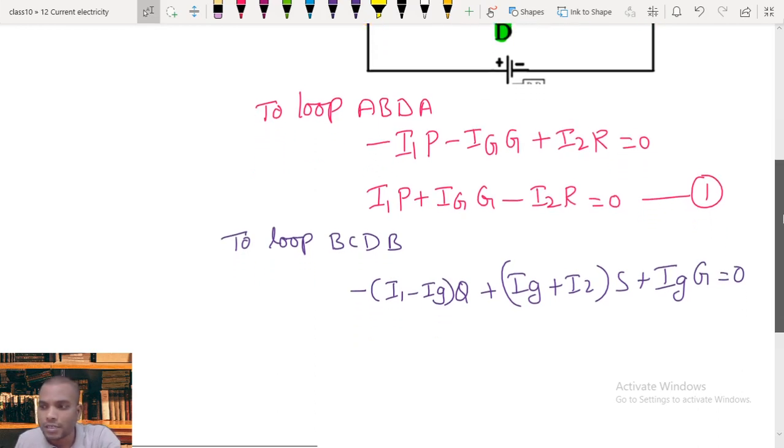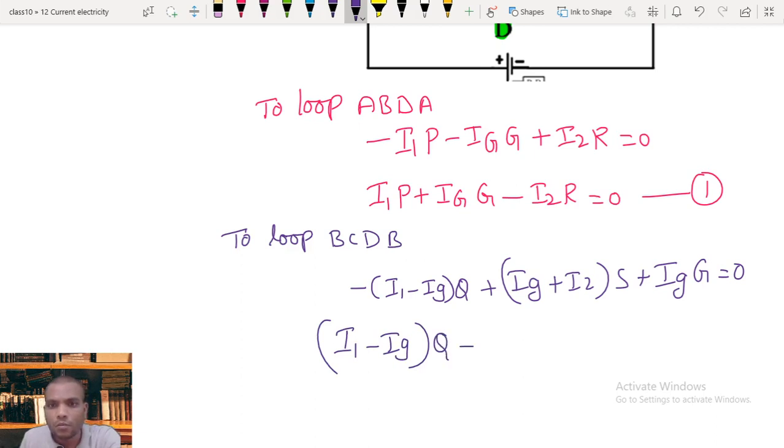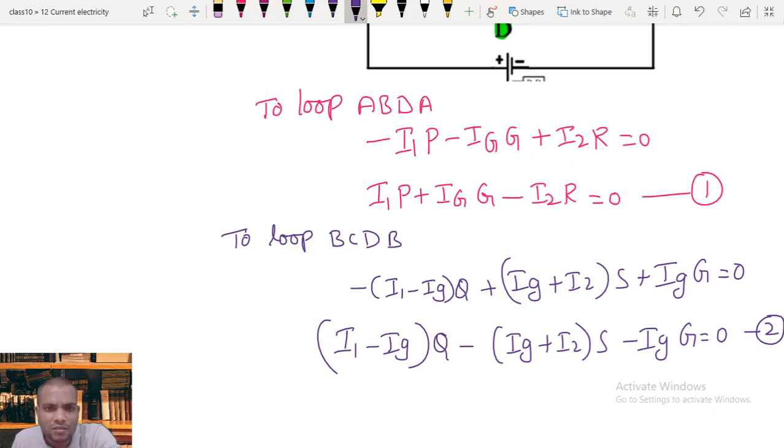So if we rewrite this expression, I would like to remove the minus from the first expression, so this expression will be changed to I1 minus Ig times Q minus Ig plus I2 times S minus Ig times G equal to 0, as equation 2. Nothing else we did, we just took out the minus from the first expression. Now these are the two expressions.